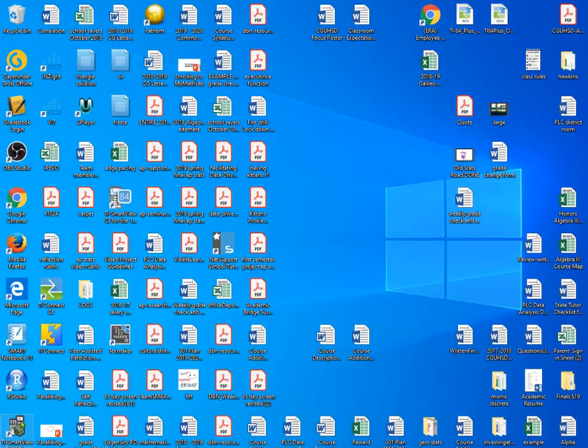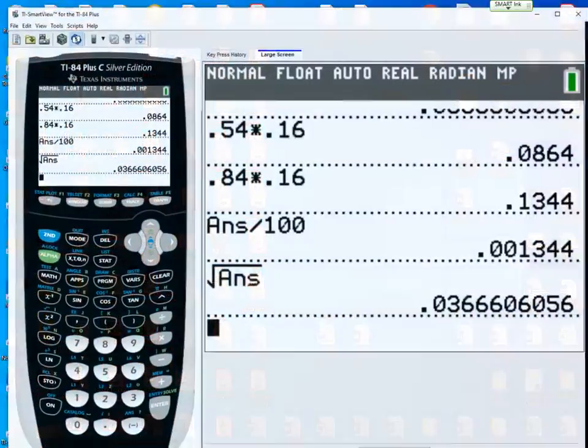Well, I want to take notes on this guy. I'm going to show you how to do it on the calculator so you can be fast and efficient. Come on, calculator. You're not being fast and efficient. Oh, there you are.